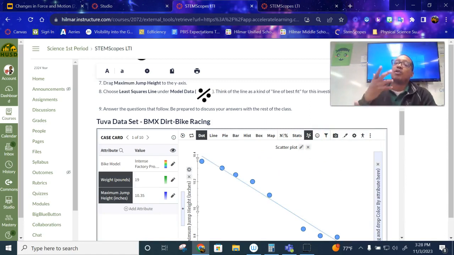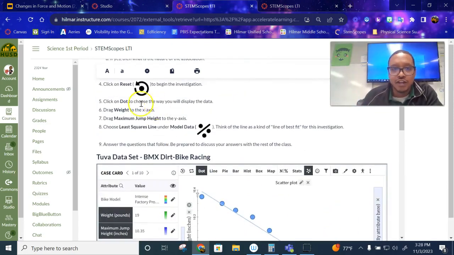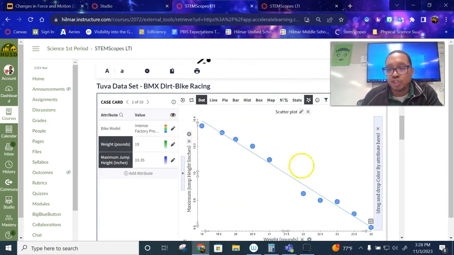Now, some people were like, oh, it's whited out. I can't select least squares line. And it's because you don't have your X and Y axis set. So you got to make sure those are set first. Again, just follow along exactly here. So now I have this, and it put the slope in there for me.